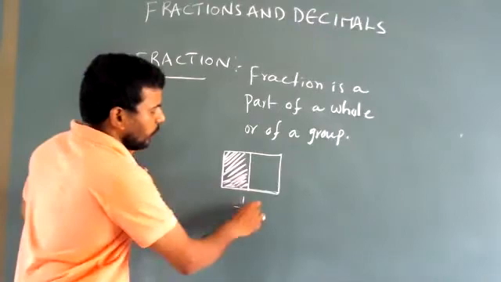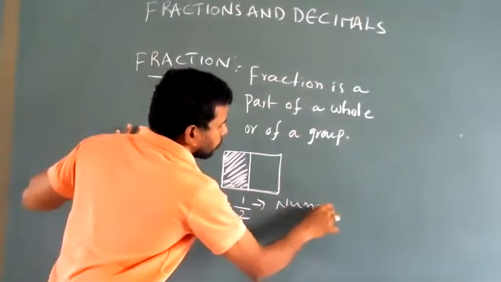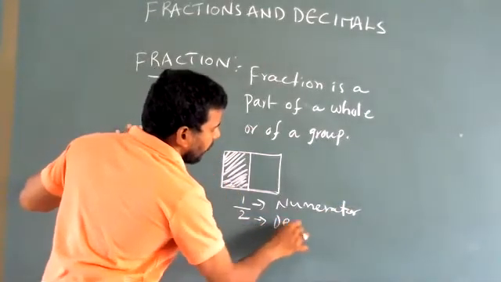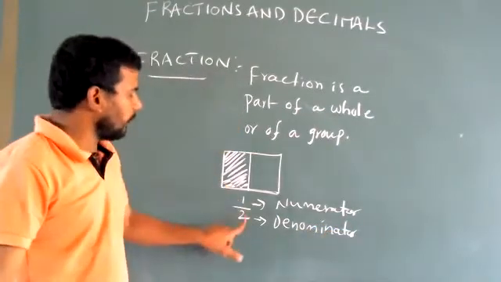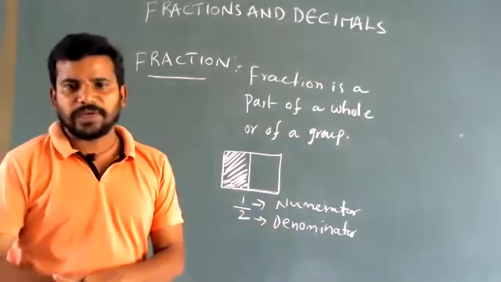In this 1 by 2, 1 is called the numerator. 2 is called the denominator. So, in 1 by 2, 1 is called the numerator, and 2 is called the denominator. Okay.